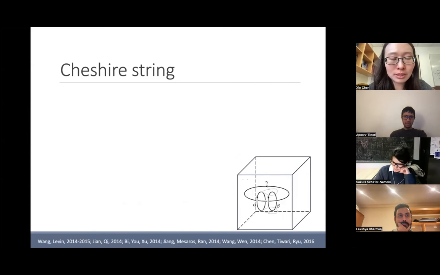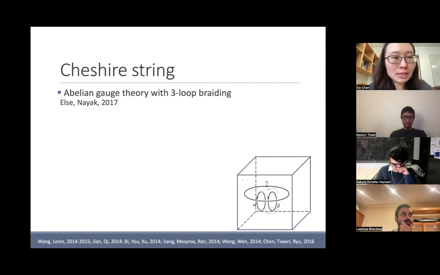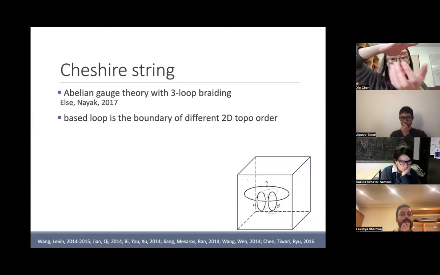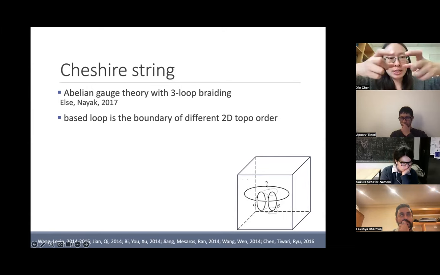There's another context where Cheshire string shows up on flux loops in a natural way, and this is abelian gauge theory, but abelian gauge theory with some non-trivial loop braiding statistics. And this is emphasized in this paper by Dominic Else and Chetan Nayak. They pointed out that if we have, let's say, a Z2 cross Z2 abelian gauge theory, which has non-trivial three-loop braiding, what happens is that this base loop, this gamma loop, if we think of the base loop stretched out in the XY plane, and then imagine that we compress the whole system from 3D back to 2D by doing a dimension reduction, just compress the system in the Z direction so that it reduces from a three-dimensional system to a two-dimensional system with the gamma base loop in the XY plane.